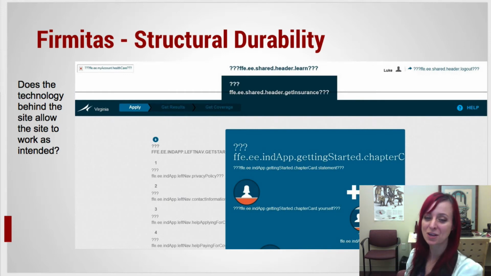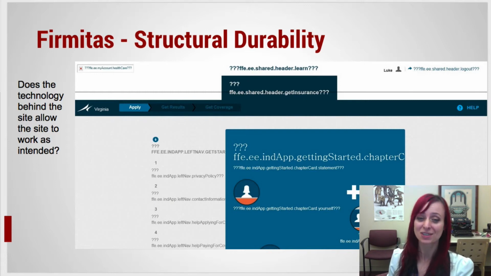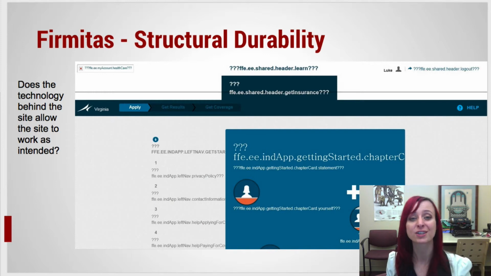Firmitas, structural durability. You guys are probably all very familiar with the healthcare.gov fiasco. Healthcare.gov, it turns out, was not structurally durable. It didn't work. The technology behind the site, the programming that is used, has to allow the site to work as intended. And in that case, it didn't. This is a screenshot somebody took. They tried to use the site and everything went haywire and they got this instead. It was reported at one time that most people who went to the site couldn't actually follow the steps all the way to the end to get the result they were looking for. So the structure failed here. The technology behind it failed.